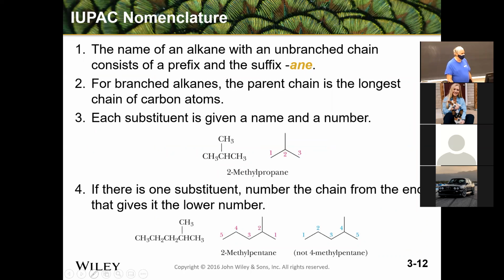Just a quick review. The parent is the longest carbon chain. Every substituent gets a number, even the same substituent on the same carbon. We want to use the lowest set of numbers. So this compound down at the bottom of the page is 2-methylpentane, not 4-methylpentane. If I ask you to draw 4-methylpentane, you could do it, but it wouldn't be the correct structure.